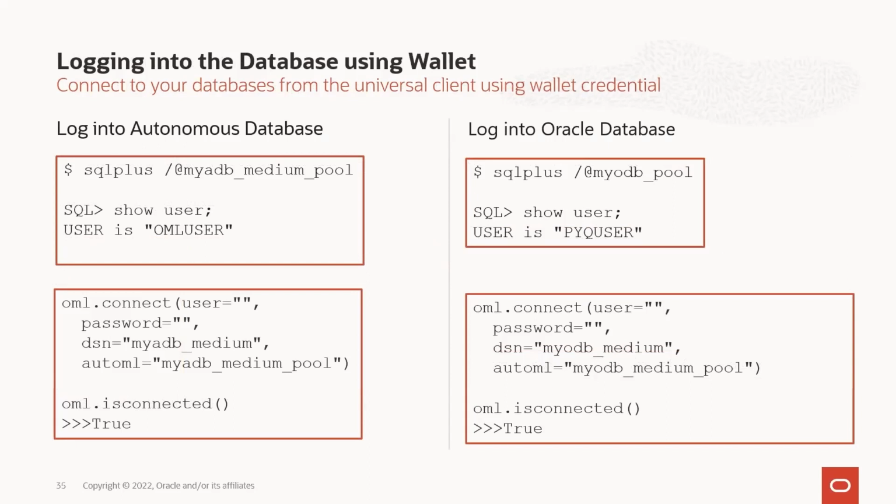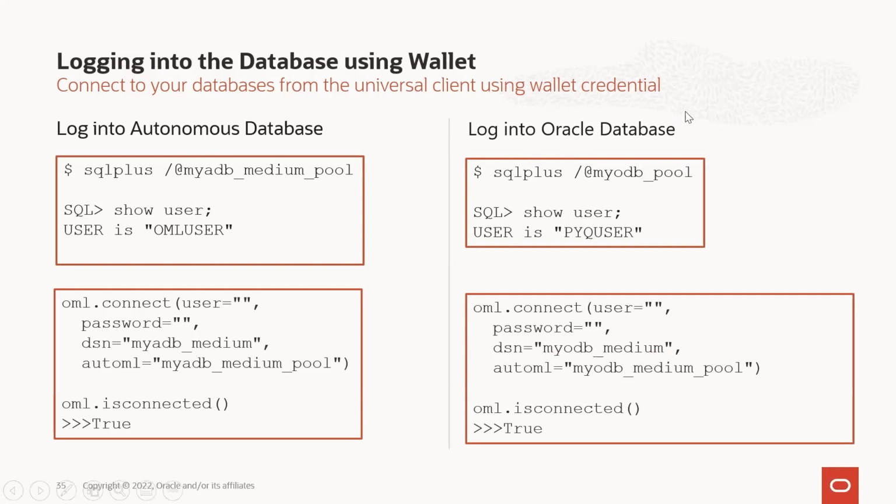Now you're ready to log into your database. On the left, we're logging into Autonomous Database using SQL*Plus with the TNS alias myADB medium pool. And as you can see, we're not exposing the user and password in clear text. And on the bottom, we're using the Python interface and passing empty strings to the user and password. But to the DSN parameter, we're passing the medium service level, and then for AutoML, the medium pool.